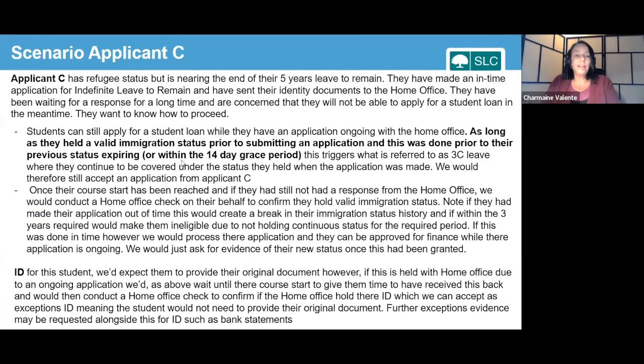So the next scenario is applicant C. Now they've got refugee status, but they're nearing the end of their 5 years' leave to remain. They've made an in-time application for indefinite leave to remain and have sent their identity documents to the Home Office. They have been waiting for a response for a long time and are concerned that they will not be able to apply for a student loan in the meantime. They want to know how to proceed.